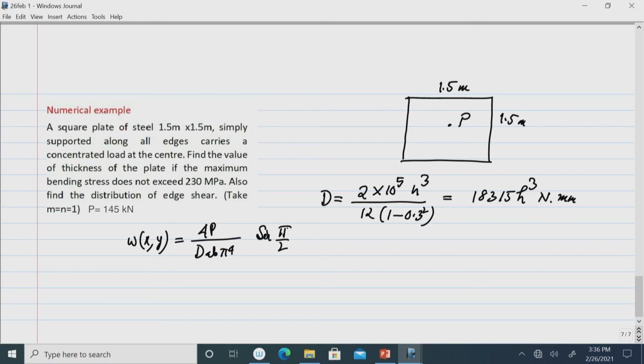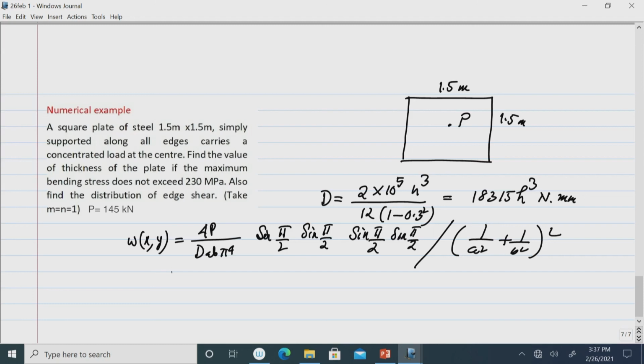So, xi is a by 2, divided by a, that is pi by 2. So, sin pi by 2 is 1, and again along the y direction you also get sin pi by 2. Because of the central location you are getting all sin functions as sin pi by 2, divided by (1 by a square plus 1 by b square) whole square, because we have taken only one term.